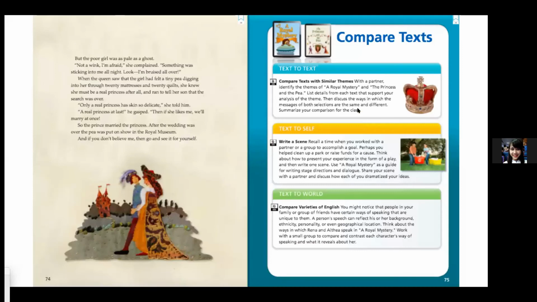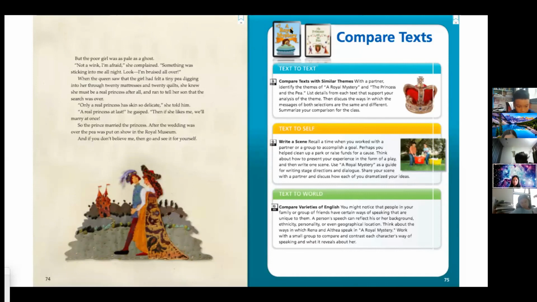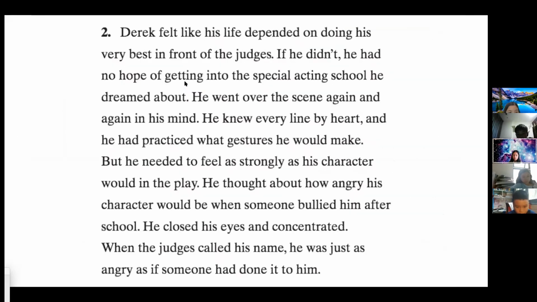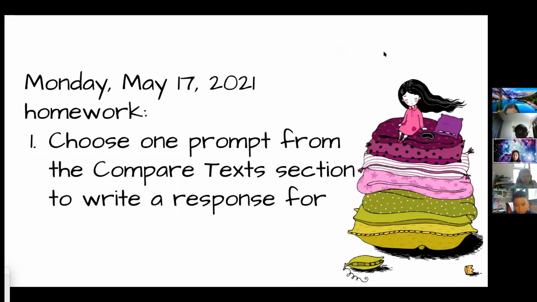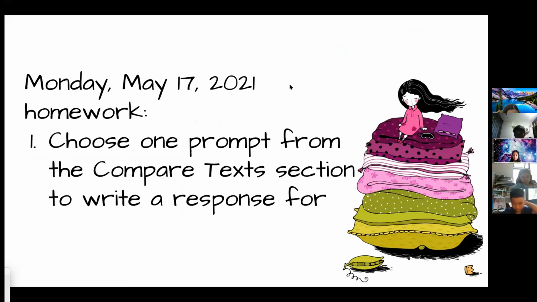Okay, so for homework today, you're going to choose one of the prompts from page 75 here. One of the compare text prompts. So read all three of them, please, and then choose one, either text to text, text to self, or text to world, and write a response to it. And then we'll go over some writing tomorrow. Everyone knows what to do for homework? Do we have any questions about our story from today or what to do for homework? No? Okay.